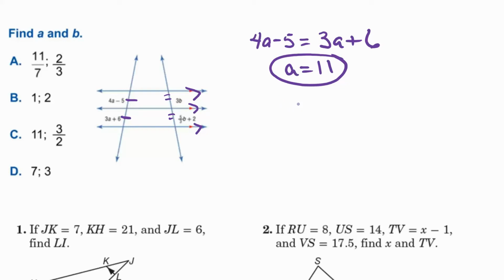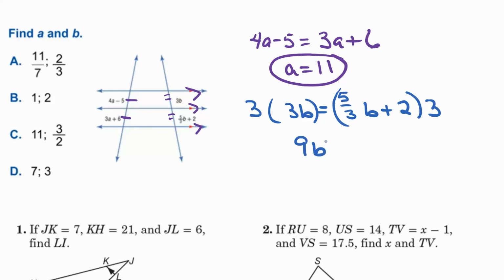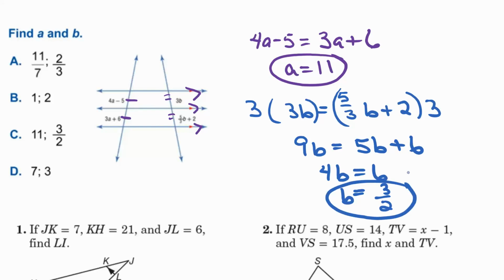Solving for b, we have 3b equals 5/3 b plus 2. We'll multiply both sides by 3. And solve for b. So b equals 3 over 2.